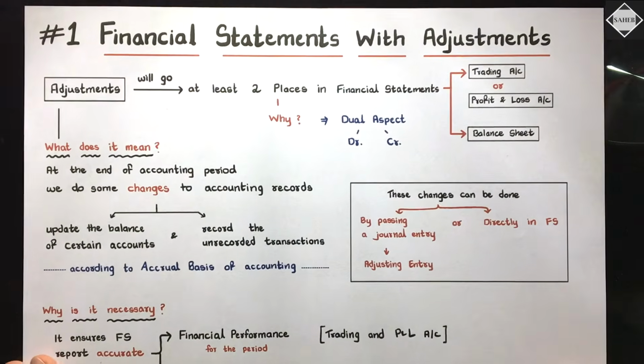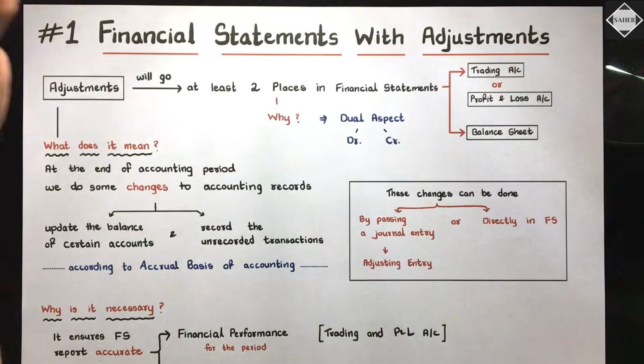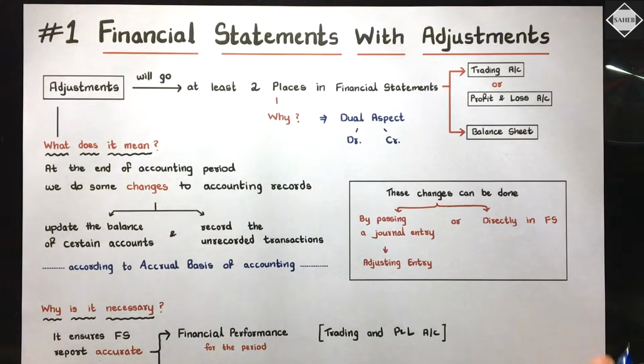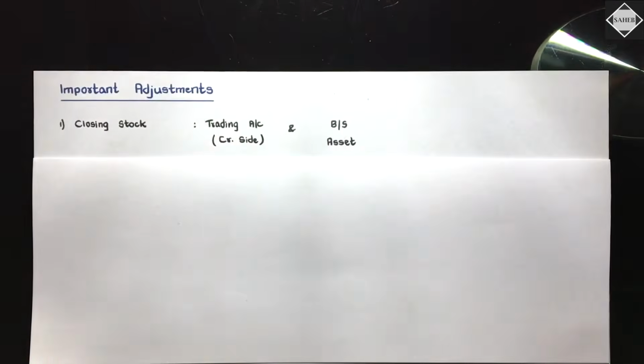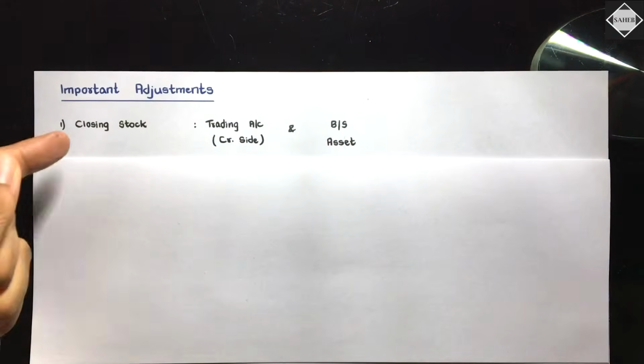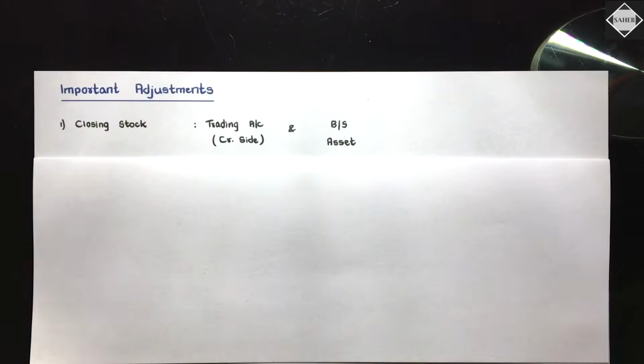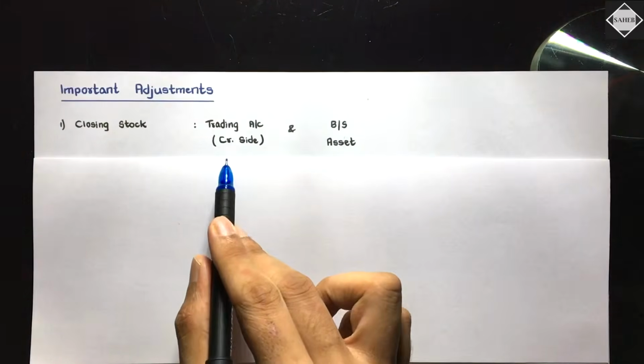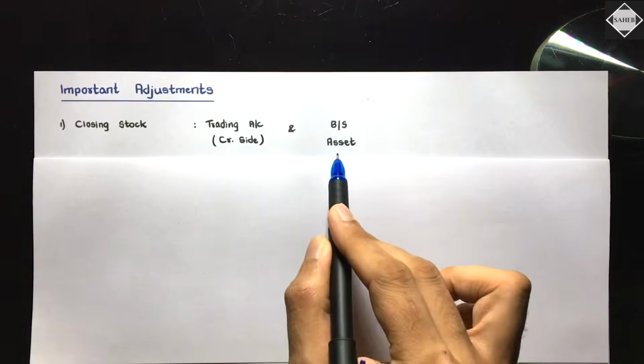Now let's just go and understand one by one all the important adjustments, right? Let's go to the adjustments. Now see here, we have the important adjustments. Let's see them one by one and understand them. First we have is closing stock. You all know what we have to do with closing stock. In the trading account, it will come on the credit side, and in the balance sheet as a current asset.